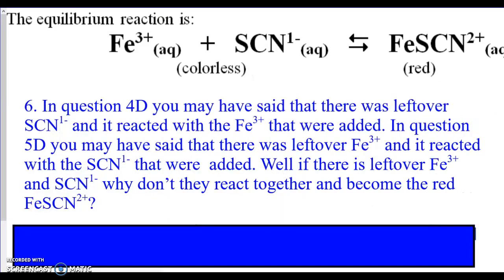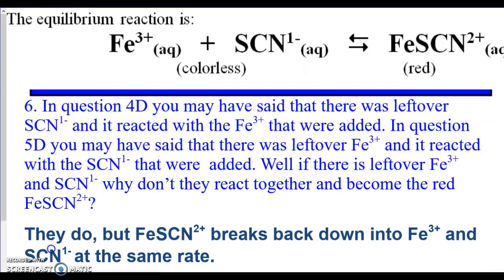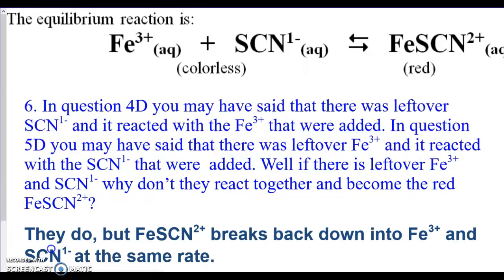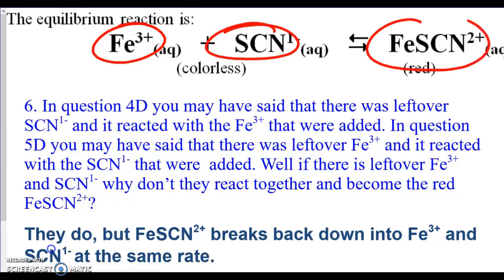So, question 6. In question 4D, you may have said that there was leftover thiocyanate ions that reacted with the extra iron ions that were added. Question 5D, you may have said that there was some leftover iron ions and it reacted with the thiocyanate that were there. Well, if there's leftover iron ions and leftover thiocyanate ions, why don't they react together to become the iron 3 thiocyanate? And the answer is, they do. So, these two, if they're around, they react together to make this compound.